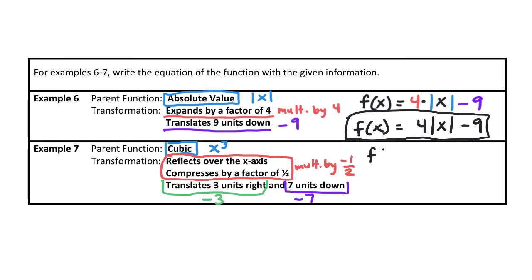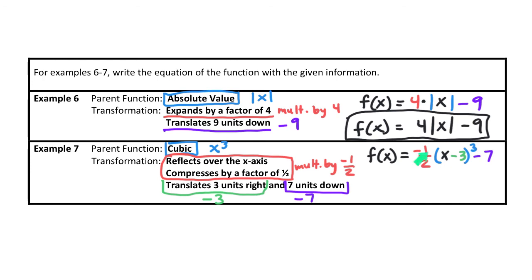So the function that I get is I'm going to multiply times negative 1/2. And it's going to be, let me write it like this, x is going to be to the 3rd power, x minus 3, minus 7.